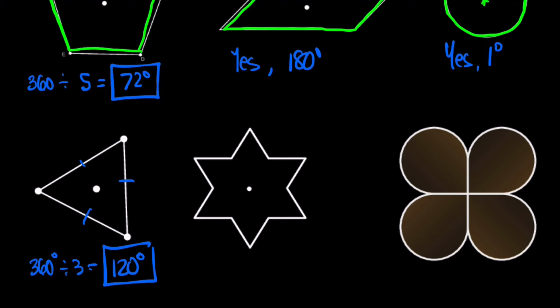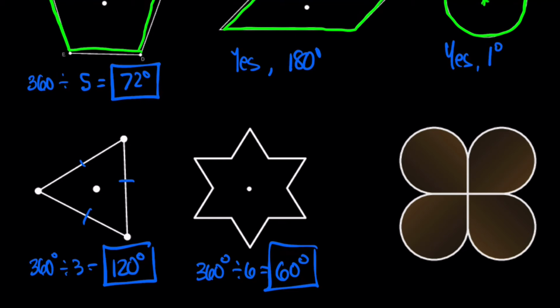Next, our star. What we have to do is rotate it so this point of the star goes to that point right there. So I need this angle. Well, let's count how many points this particular star has. 1, 2, 3, 4, 5, 6. So I want 360 divided by 6. That's going to be 60 degrees of rotational symmetry.